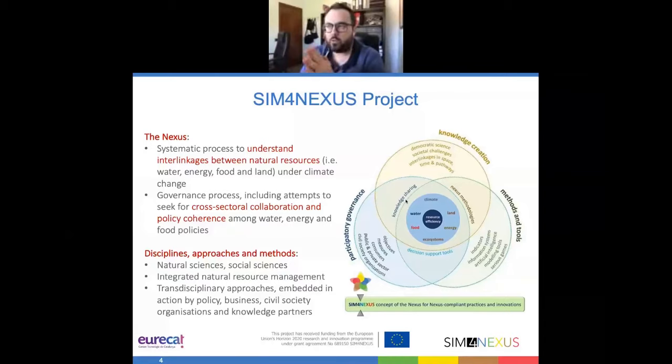There are two main processes to be considered. The first one is the systematic process to understand the interlinkages between natural resources, okay? And the second one is the governance process, which includes this attempt to seek cross-sectoral collaboration and policy coherence. Policy coherence is a big word in this project. It was probably the most difficult one to understand, because there were conflicts. You know, when you are using different models and different scenarios, you may think that something is good from the one side and it's not good from the other, or maybe it has different results on different models. So there was a lot of work behind this research. And well, what we were able to do is to make explicit these conflicts and provide a solution for them.